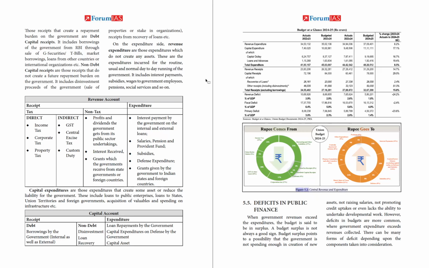Figure 5.2: central revenue and expenditure. Deficits in public finances can mean not raising salaries, not promoting credit uptake, or even lacking the ability to finance and undertake developmental work. However, when government revenues exceed expenditures, the budget is said to be in surplus. A budget surplus is not always a good sign. There can be many forms of deficit depending upon the components taken into consideration. A budget surplus points to a possibility that the government is not spending enough in creation of new assets.